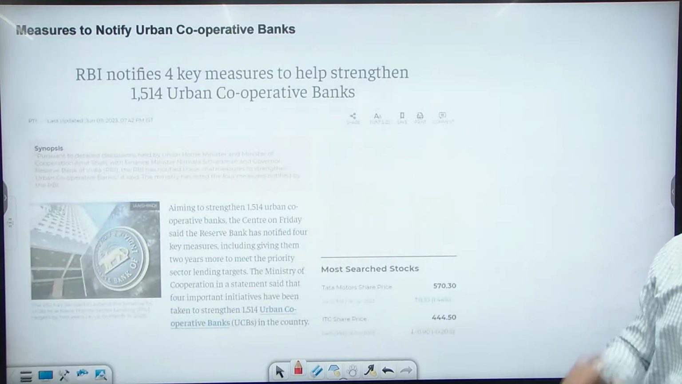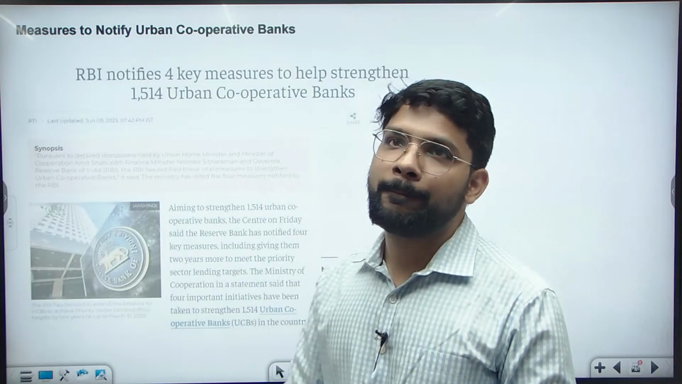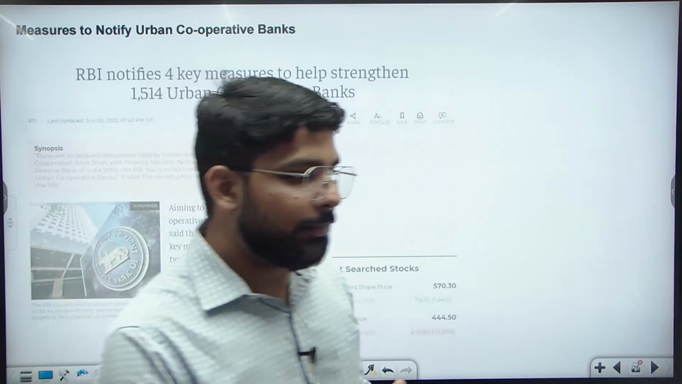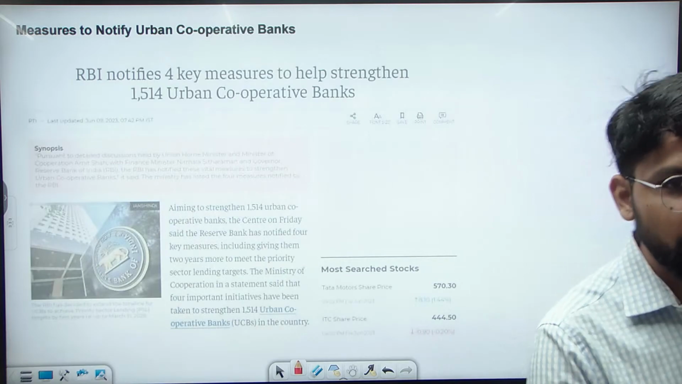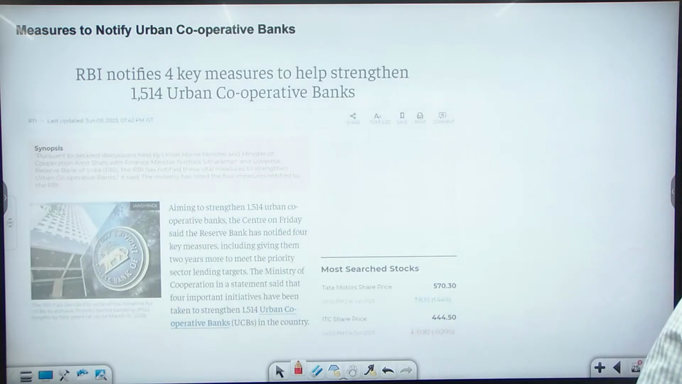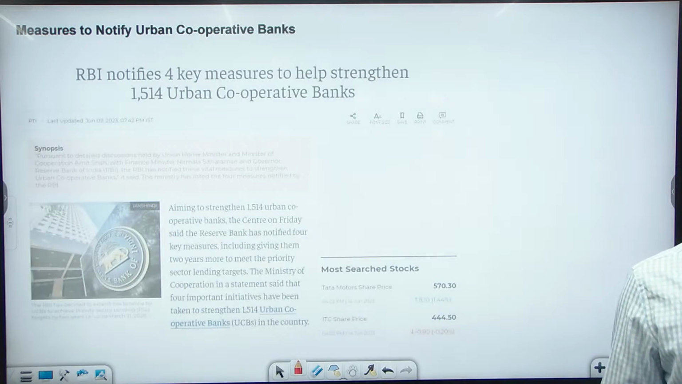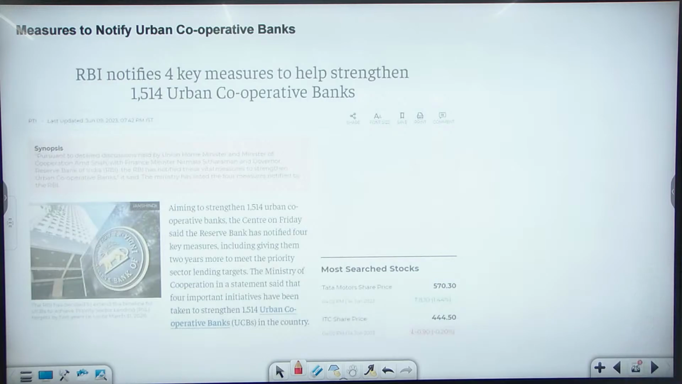Next topic is about the urban cooperative banks. Anybody can tell me the urban cooperative banks work under which act? किस एक्ट के अंडर काम करते हैं? बैंकिंग रेगुलेशन एक्ट. They also work under the Banking Regulation Act of RBI 1949.